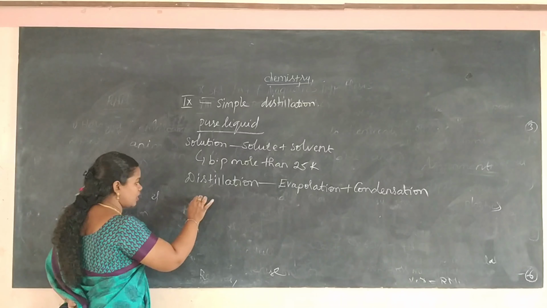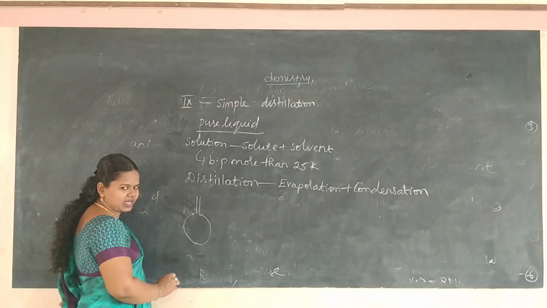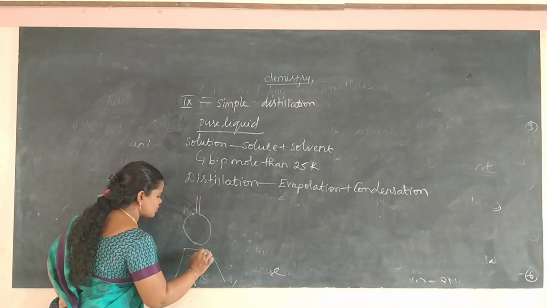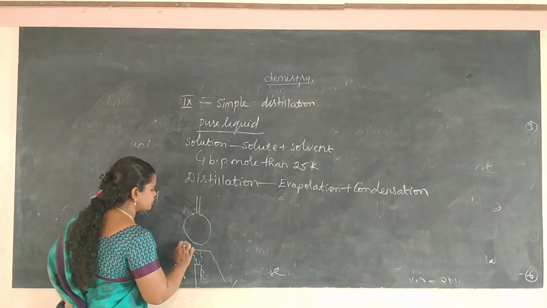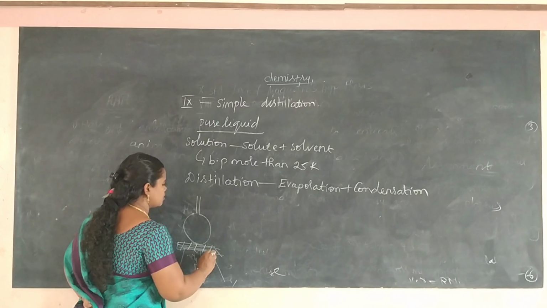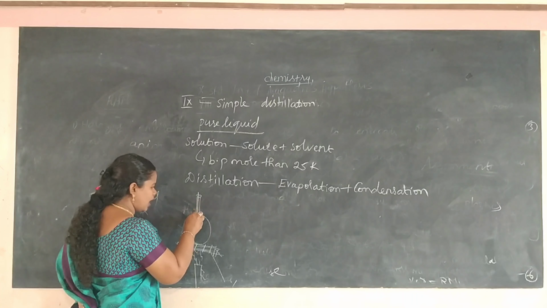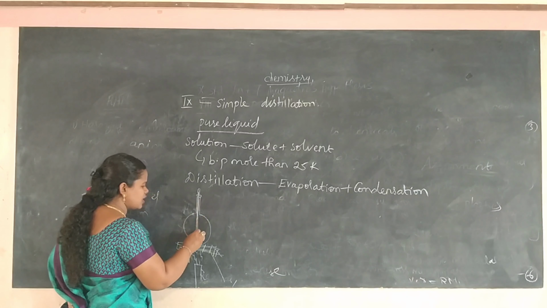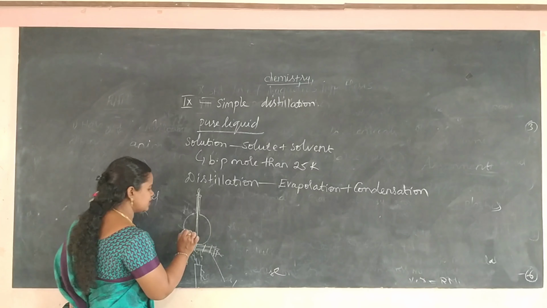In this concept, we take a round bottom flask. The round bottom flask is placed on a tripod stand, and a burner is used, with a wire gauze placed on it. Then it is connected to a one-holed rubber cork, through which a thermometer is placed. Why is a thermometer placed? To note the temperature.